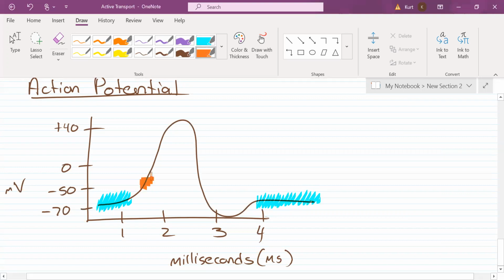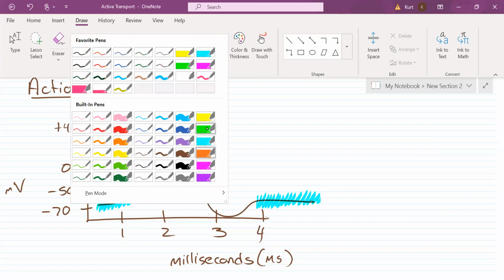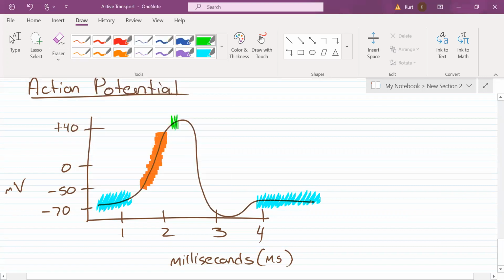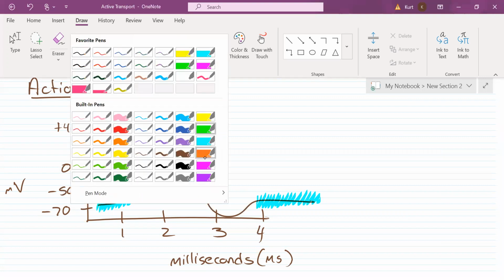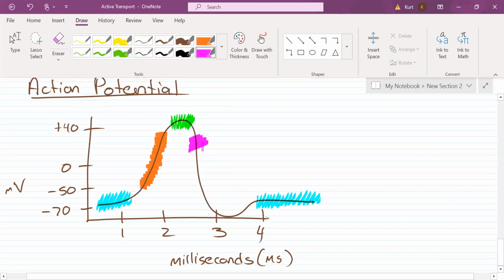The orange part is going to be depolarization. The green part is going to be the action potential. The pink part is going to be repolarization. And the yellow part is going to be the sodium potassium pump. So we have a lot to get through, not a lot of time to do it.